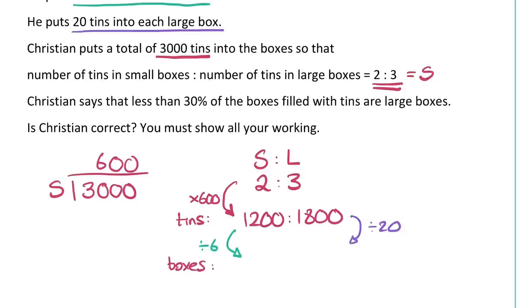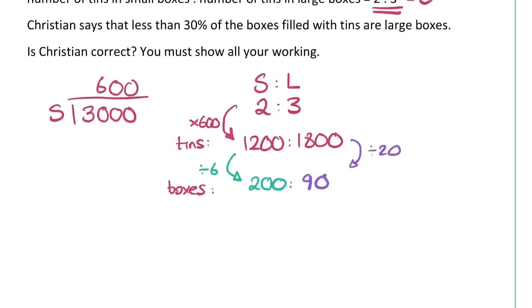So 1,200 divided by 6, well 12 divided by 6 is 2, so that would be 200. And for our next one, 1,800 divided by 20, well that's the same as 180 divided by 2 if we chop a 0 off both of them, and that is 90. So that is how many boxes we have. We have 200 boxes with small tins in, and we have 90 boxes with the large in.